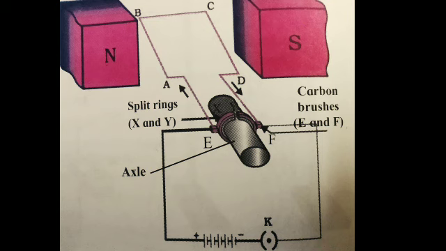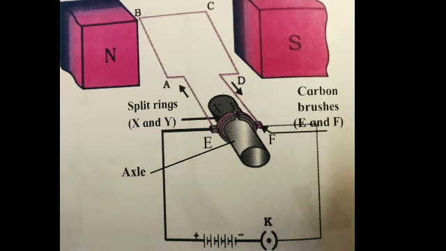Since the direction of the magnetic field is from North Pole to South Pole, according to Fleming's left-hand rule, a force is exerted on the branch AB and pushes it down. The current in the CD branch is in the opposite direction to that in the AB branch, and therefore a force is exerted on the branch CD in the upward direction. Thus, the loop and the axle start rotating in an anticlockwise direction.